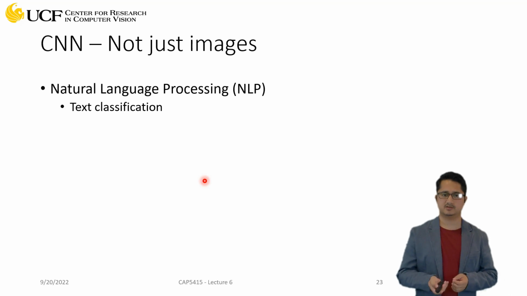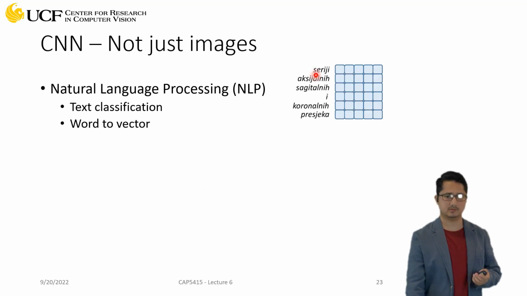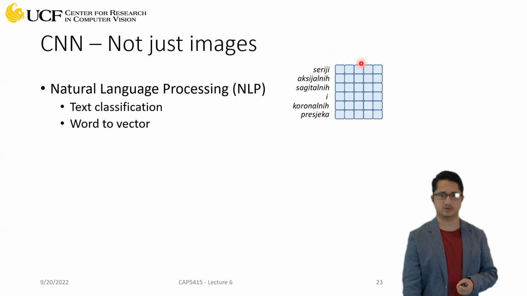And the idea here is, let's say we are doing text classification. So what we do is, if this is your sentence in some of the languages, a sentence will have a sequence of words. Each word can be converted to a vector. And there are different ways to do that. We will not go into detail of that.